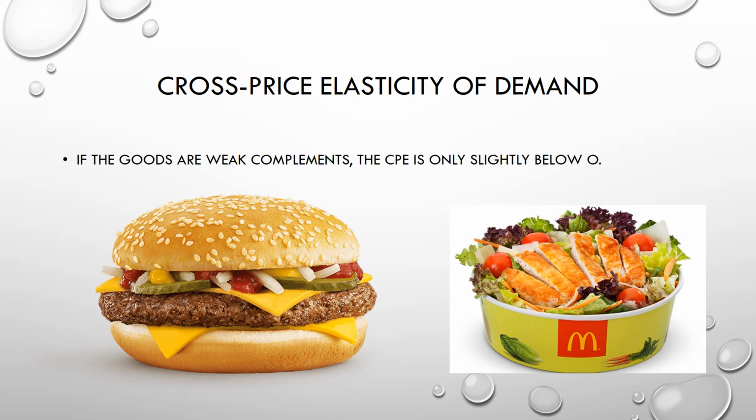Again, that's pretty specific. Probably the main takeaway from this video is that if the goods are complements, the value will be negative. If they're substitutes, the value will be positive.